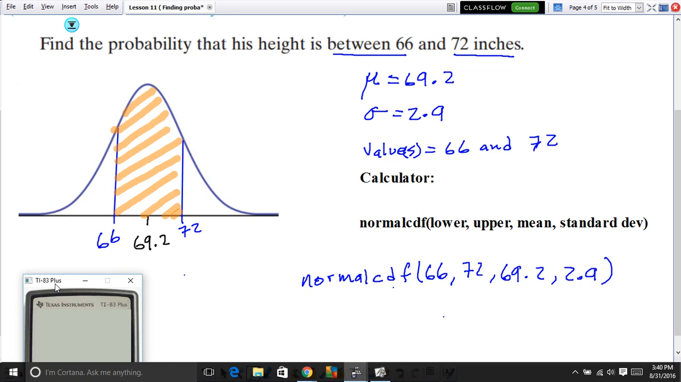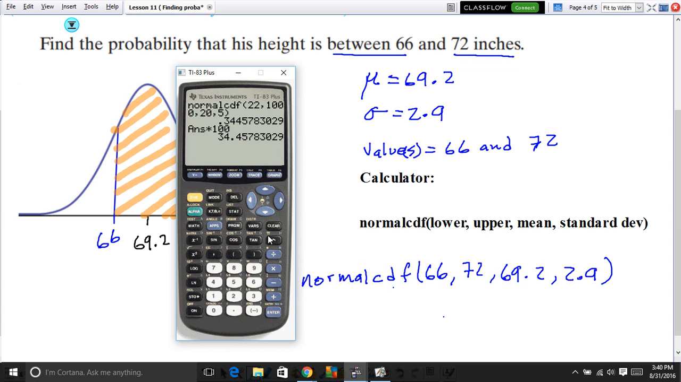We have everything. Now let's use our calculator. Clear everything. Again, to find normal CDF, we're going to press second, distribution, go down to option 2. And in here, let's just plug in our values: 66, comma, 72, comma, 69.2, comma, and 2.9. So this is the probability, but again, we want that in percentage. So let's multiply that by 100.